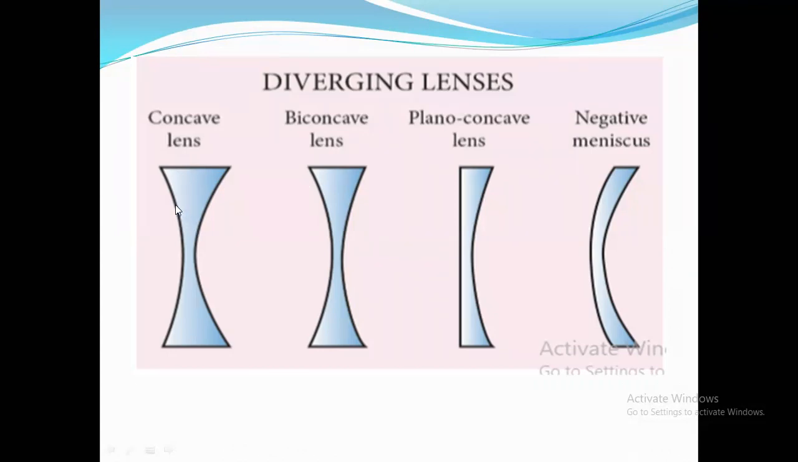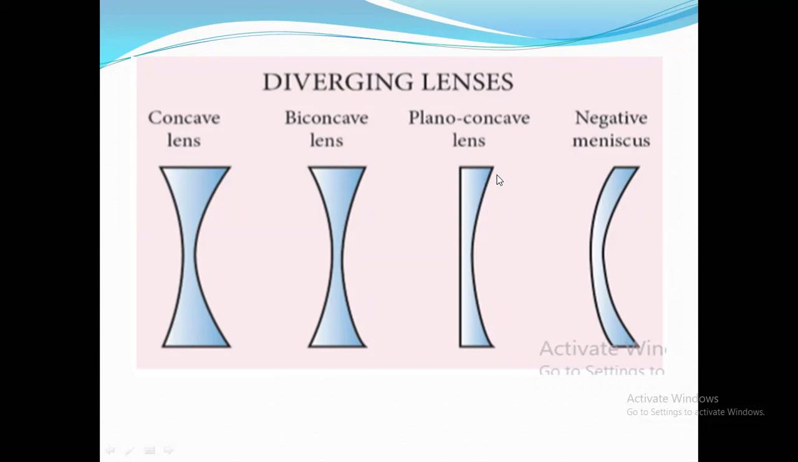Next one, one surface is the flat surface. This is not the refracting surface. This only is the refracting surface. Next one is the biconcave lens. In the biconcave lens, both surfaces are refracting surfaces, the inward surfaces. Convex lens means outwards, concave lens means inwards. Next is the plano-concave lens. What is plano-concave lens? One surface is flat.